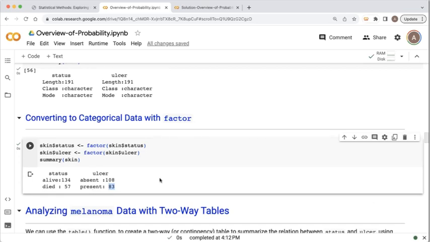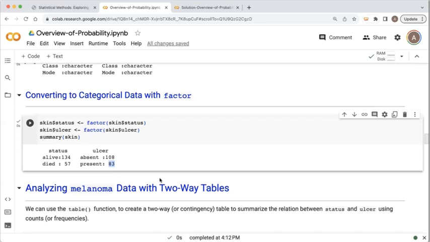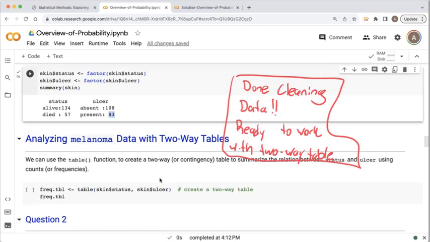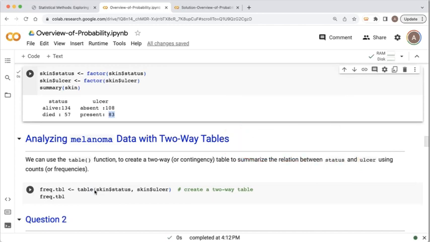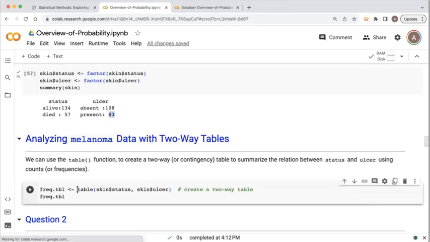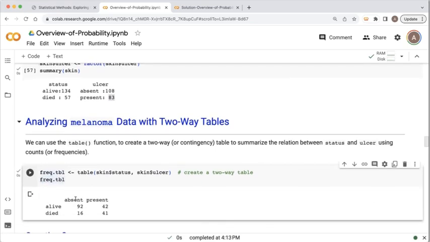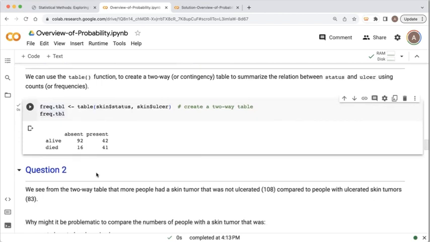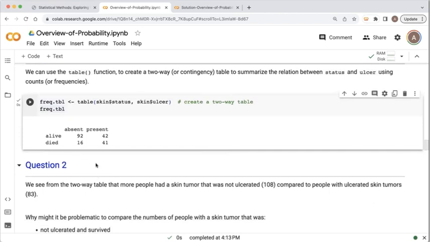And so a two-way table is a useful way of summarizing two different categorical variables to analyze any relation between the variables. And recall in R, the way that we can create a frequency table, a two-way table of counts, is using the table function. So here we're going to create a two-way table for the status and ulcer variables in our data frame skin. And then we're going to save it to a freq table. And now I'm going to print that output to the screen. So now I'm looking at a two-way table of skin.